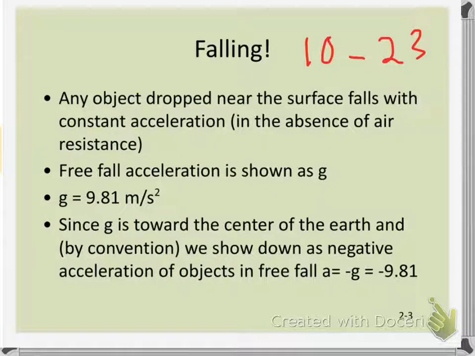g is towards the center of the Earth. The acceleration is downwards towards the center of the Earth. By convention, we have always shown down as a negative because we have that ridiculous Cartesian coordinate system that we like to superimpose on the entire world because we can. Descartes was really an evil human being, aside from his contributions to math. Well, evil in present context. We typically show this acceleration as negative g, which is negative 9.81 meters per second squared.